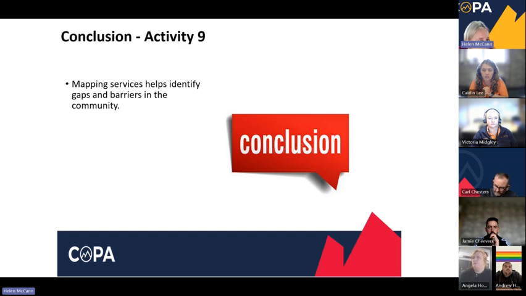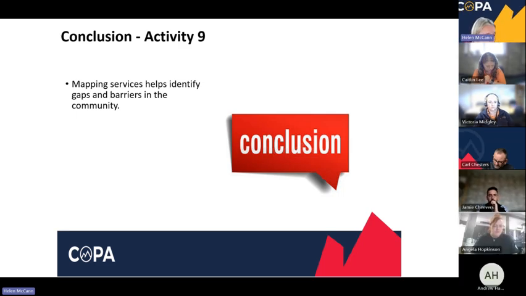So by going through this process, we've gained a clearer understanding of where improvements can be made for wellbeing, and what approaches to take to ensure people have access and are able to find the resources they need to survive, I suppose. Any questions on activity 9?